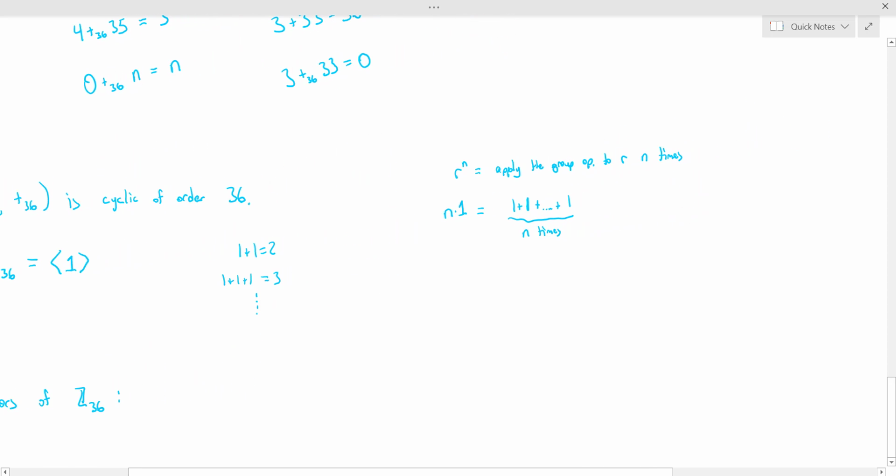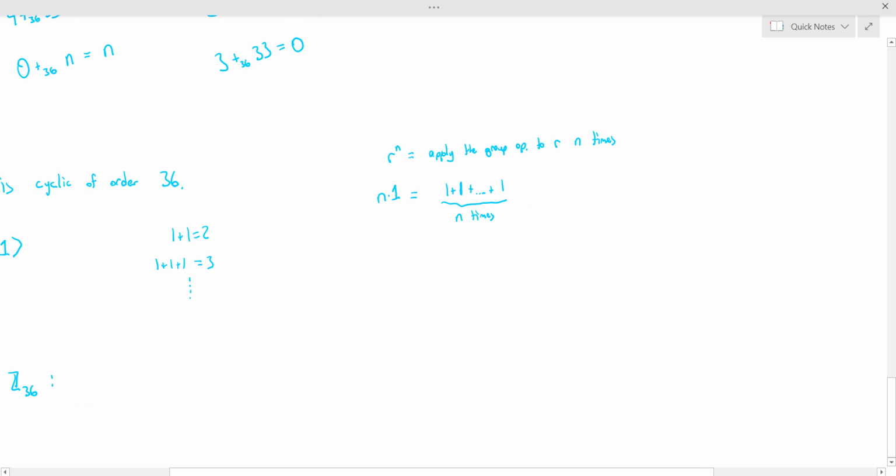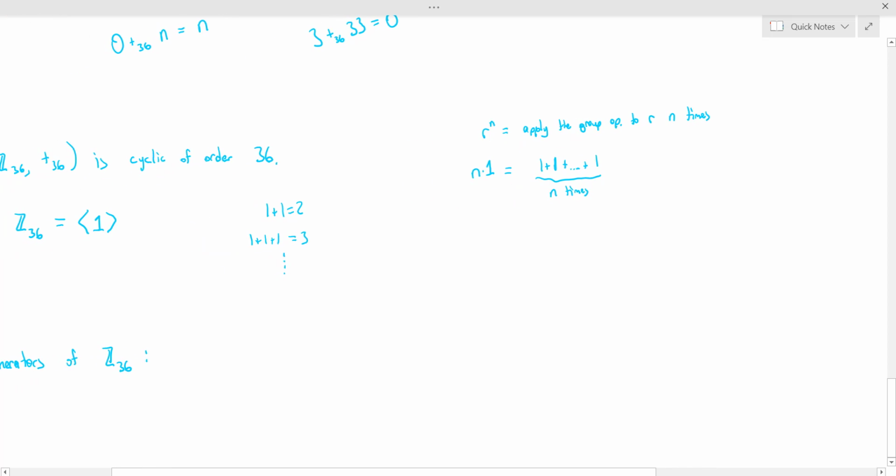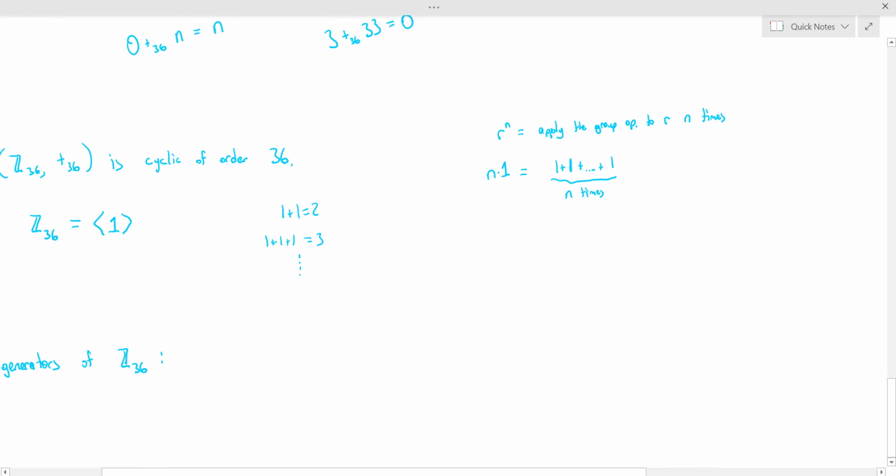So r to the n is what you would use for your notation if you are dealing with a group operation which you're denoting with multiplication. But if you are denoting your group operation as addition, then you want to be talking about multiples of elements as opposed to powers of elements, okay?